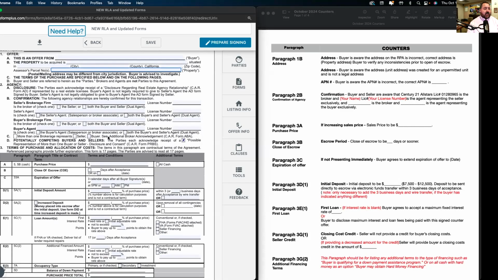So the next thing is the confirmation of agency. So we talked about the agency disclosure. We usually talk about that with the purchase agreement. Since we're not doing a purchase agreement, really, we're just doing counters, I didn't go into it, but the agency disclosure form, the disclosure regarding agency relationships, it states the way you can be represented, right?